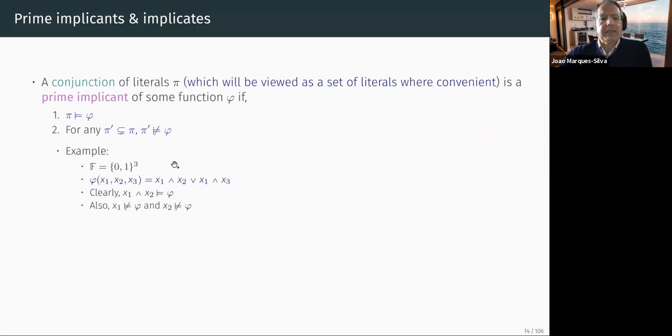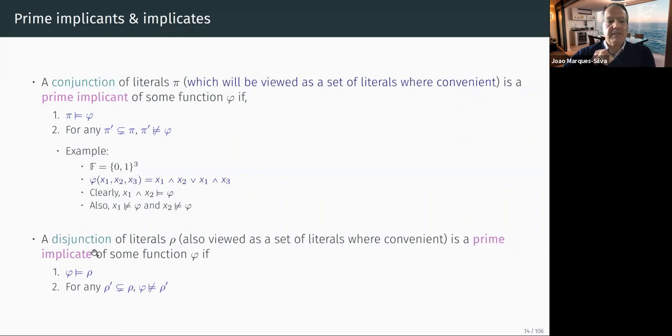So, for example, again from the previous slide, the function with 3 variables, (x1 and x2) or (x1 and x3). We saw in the previous slide that x1 and x2 entails the function. So if x1 and x2 is true, then the function is going to be true. I'm not proving it, I'm just arguing that it's a prime implicant. And a subset, which would be, for example, x1, is not a prime implicant. Observe that x1 could be true, but if x2 and x3 are 0, then the function is not true. So x1 does not entail the function. And the same holds for x2.